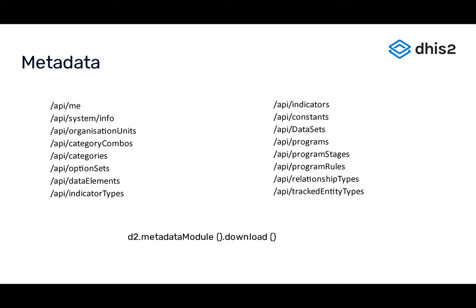And the good news is that these calls can be a bit complex, because, as I said before, this is not just calling the APIs. You also need to relate objects that are inside of other objects. So this can be a bit complex. For Android SDK users, instead, they have a simple method, D2 metadata module download, and this will download and synchronize all the metadata automatically for you.